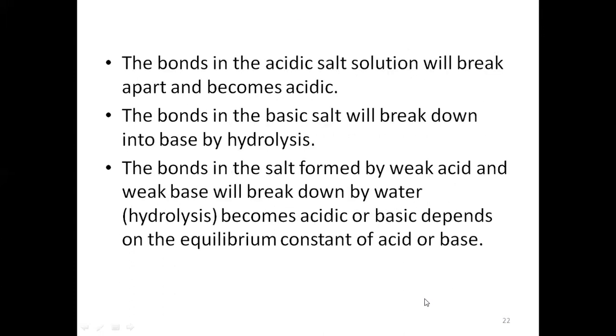And the bonds in the acidic salt solution will break apart with water, and it becomes acidic, and the bonds in the basic salt will break down in water and produce base by hydrolysis, and the salt formed by a weak acid and a weak base will break down in water and become acidic or basic, depending on the equilibrium constant of that acid and base.